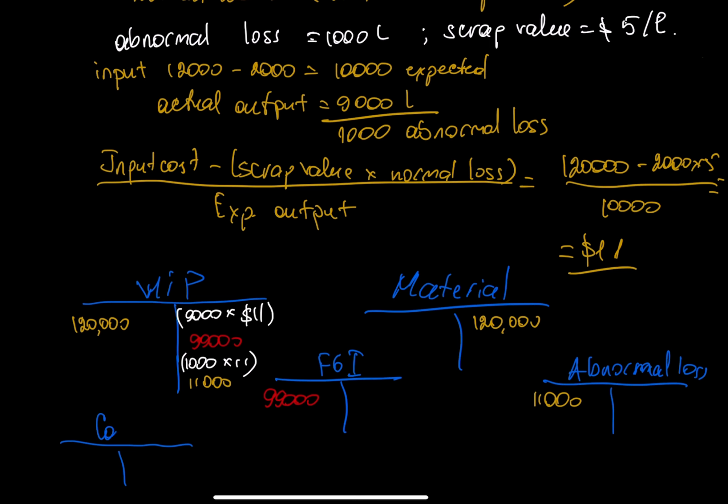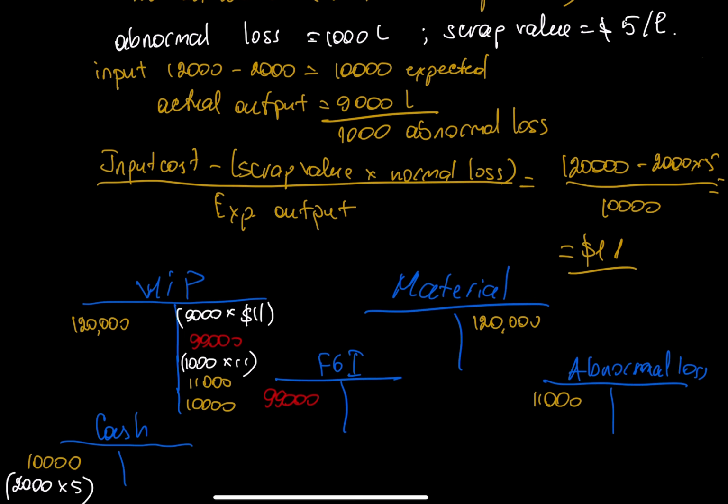Now, considering that we have a scrap value of $5 per liter, here's what's going to happen once we sell it. We're going to have a cash account. Once we sell the normal loss of 2,000 liters, we're going to have $10,000 received in cash, 2,000 by $5, right? And the credit will be, I don't have much space, but I'm still going to risk it, $10,000 right here to the work in process. This is where it's going to leave.